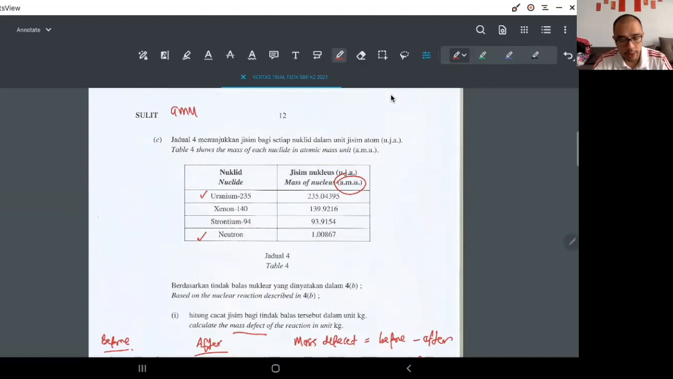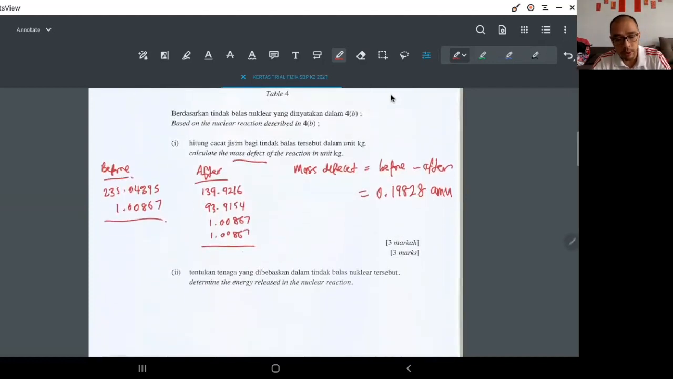Okay, so you will get the answer 3.291448 times 10 to the power negative 28 kilogram. Lebih kurang lah.